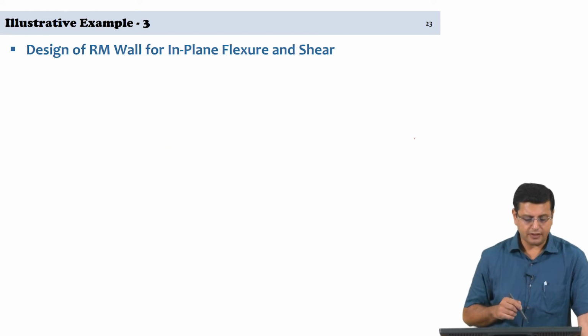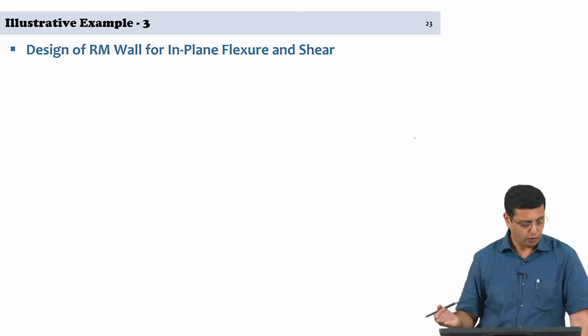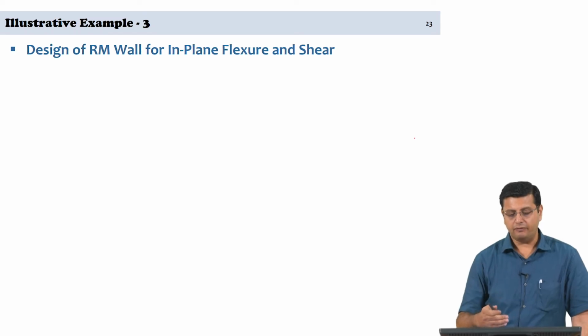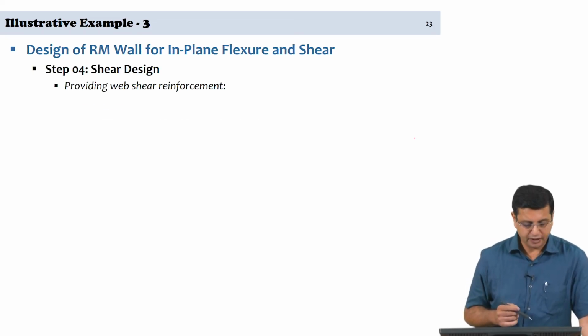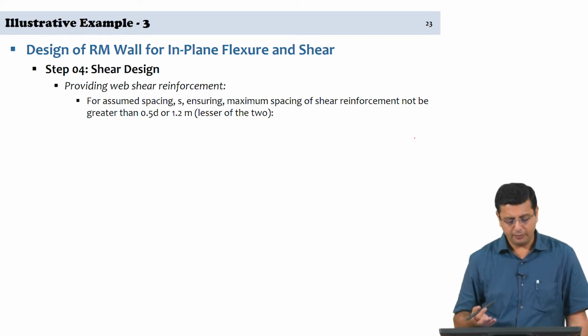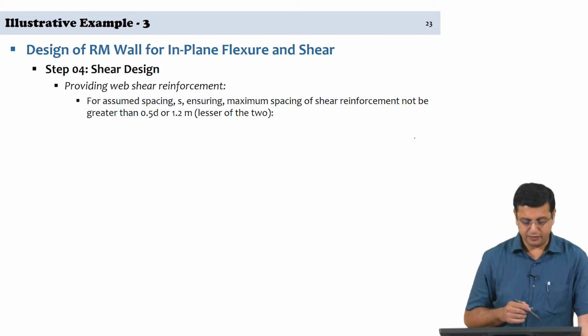However, let us just look at the case where if we were to provide web shear reinforcement for wall type C, whether the web shear reinforcement that we provide satisfies the requirements of detailing. So, I am providing web shear reinforcement. Now, we basically assume a spacing S. The maximum spacing of shear reinforcement should not be greater than 0.5 times the effective depth or 1.2 meters, and we take the lesser of the two.